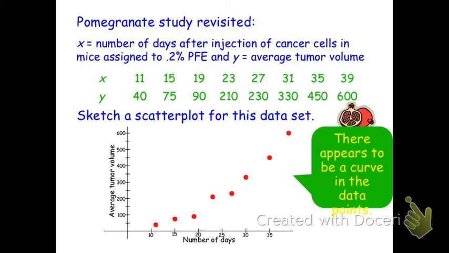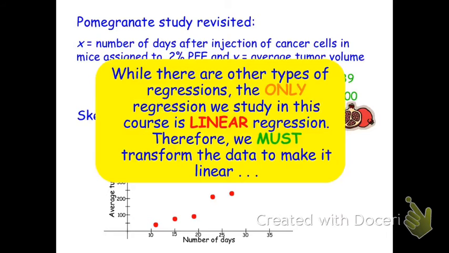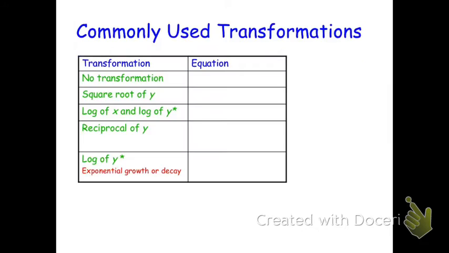We don't talk too much about it, but we should be able to recognize when something is not linear. If you look at this pomegranate study that we talked about, the data does have a slight curve to the data points. So there are other types of regression besides linear, and these are the most commonly used.